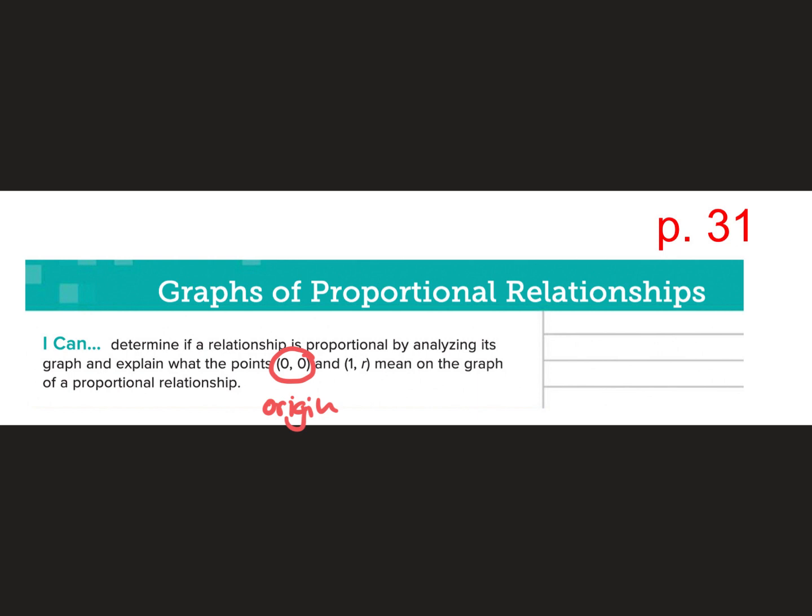The other thing we want to take a look at is the point (1, r). We're also going to take a look further at this as well, but if you think about it, most of the time what we've been doing in this lesson is taking a look at what does 1 of something mean? And 1 of something always refers to the unit rate. So again, we're going to look deeper into this in the examples as we go along today at what (1, r) means as well.